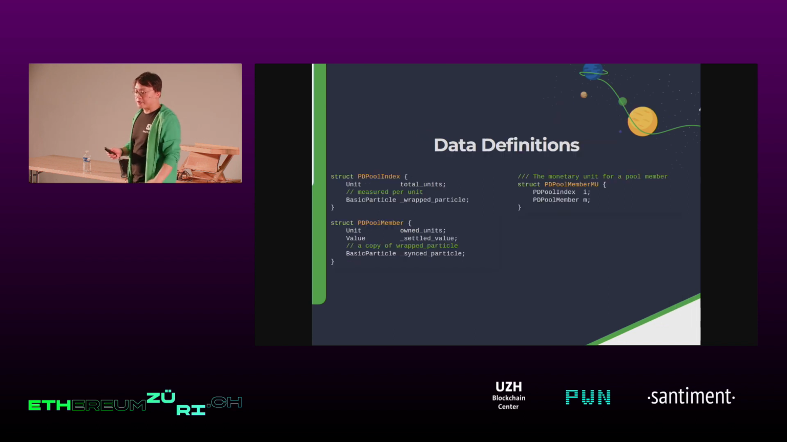Let's just define it, okay? We have this basic data structure we defined a few slides ago. Now we just wrap it into two different new data structures on the left side. So the pool has total units, and it contains a wrapped particle that is actually measured per unit. And then you have each member. Each member says how many units I own, what is the settled number I have there, and what's my synchronized position. Now you have two data structures, and essentially you're done. You now have a 1 to n.